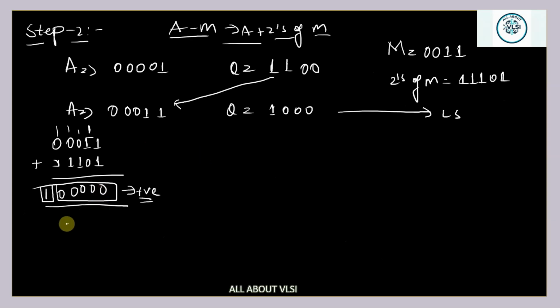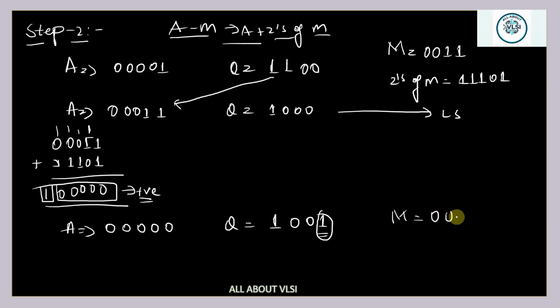So what do I mean by this? Now the accumulator value will be 00000, and the quotient value will be equal to 1001. So the quotient's LSB is made 1. Okay, and here M is equal to 00011. This is the end of step 2. So by completing step 2, our accumulator value is all zeros, the quotient value is 1001, and M is equal to 00011. Now let's see step 3.